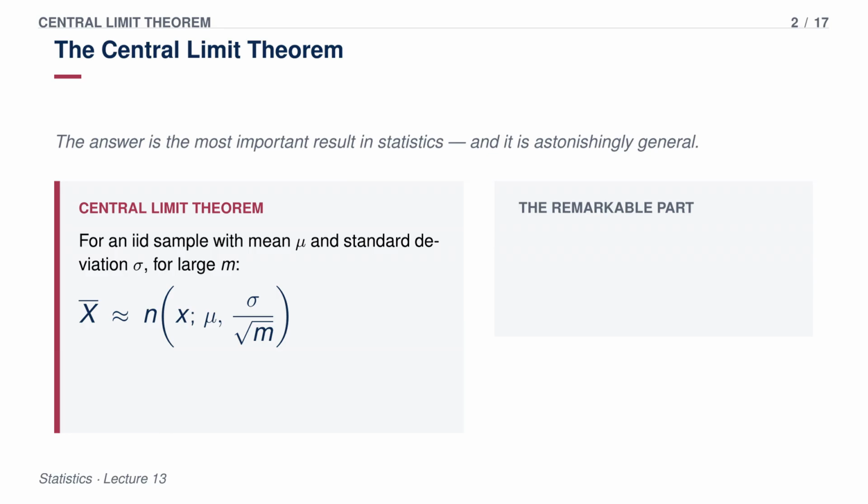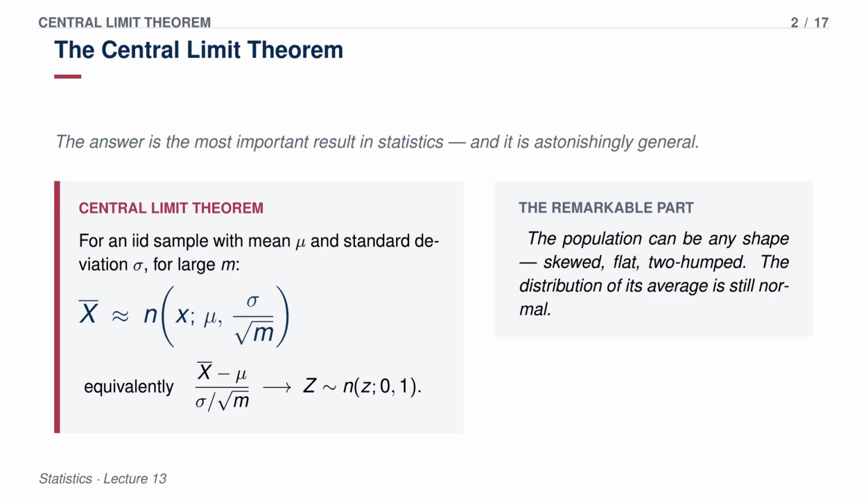For a sample of size m from a population with mean mu and standard deviation sigma, when m is large, x bar is approximately a normal curve, centered at mu, with a spread of sigma over the square root of m. And we can say it the standardizing way too. Take x bar, subtract mu, divide by sigma over root m, and that quantity approaches the standard normal z, the same bell curve we've been reading off a table all week.